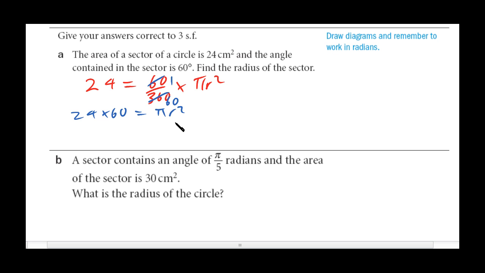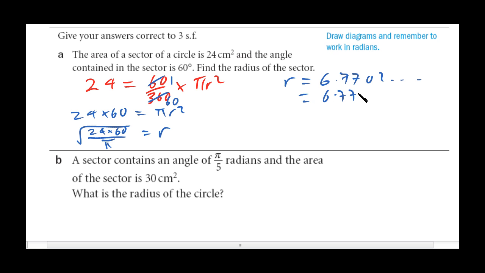Divide her out by pi and square root and we'll get what r is. 24 times 60 divided by pi, square rooted, equals r. And that comes out as 6.7702 and so on. And to three significant figures that's 6.77 centimeters.